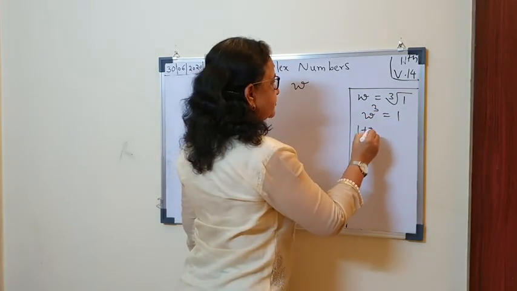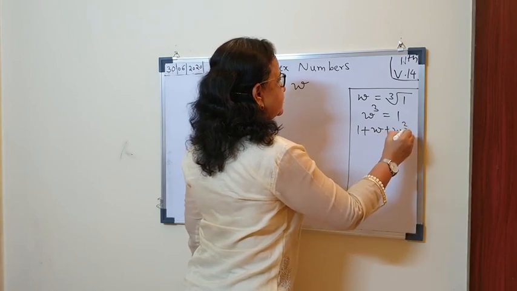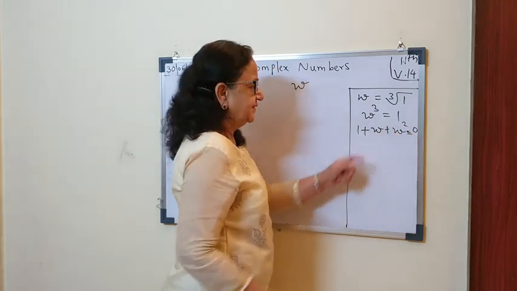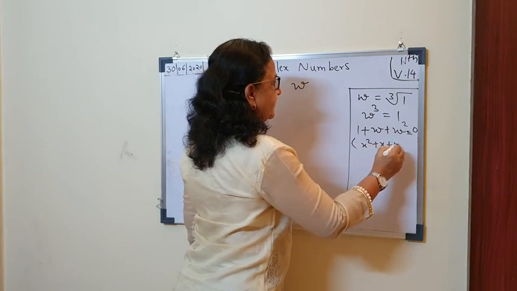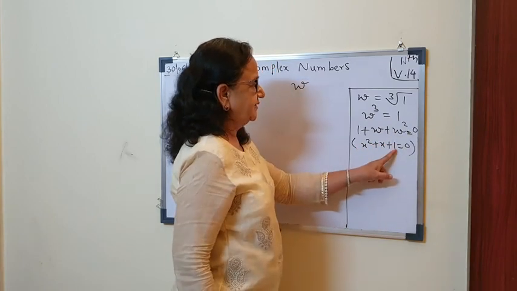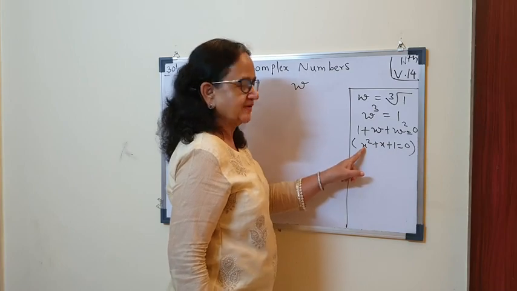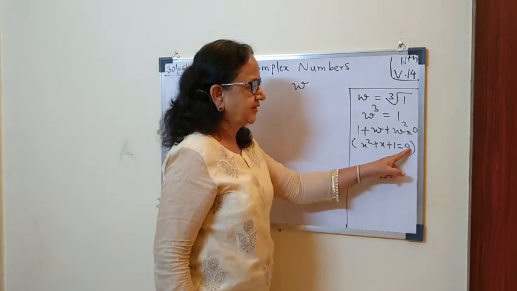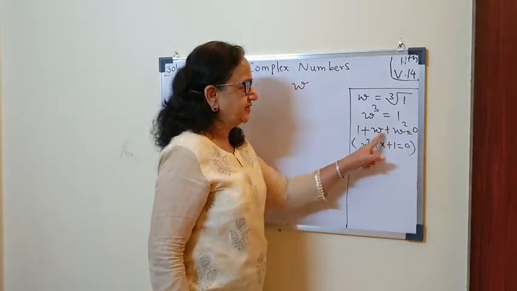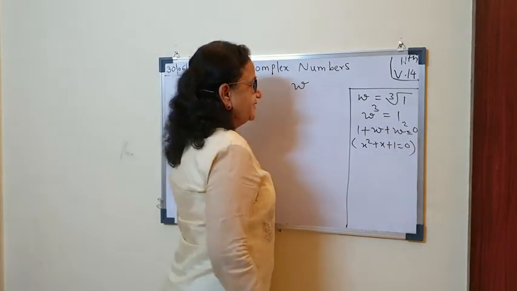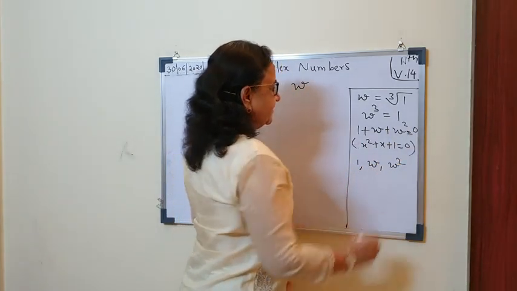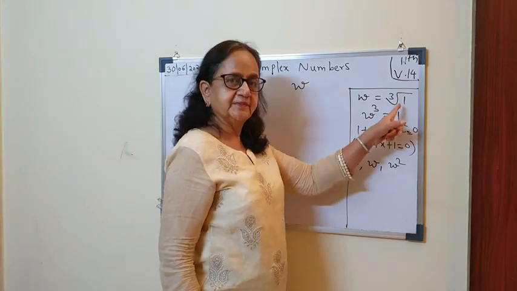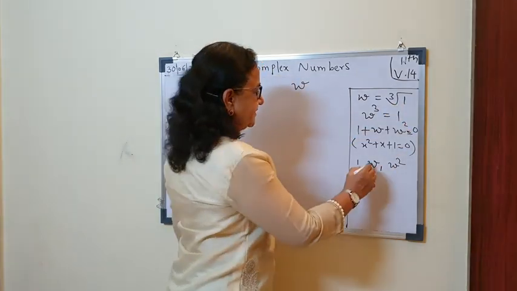And then 1 plus omega plus omega square is always 0. Why is that? Because of the quadratic x square plus x plus 1. Omega is a root of this quadratic equation, and that is the reason you get this property. Correct? Then 1, omega and omega square are the 3 cube roots of unity. Correct?